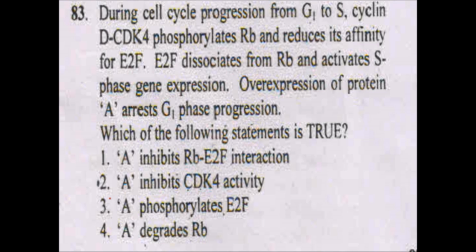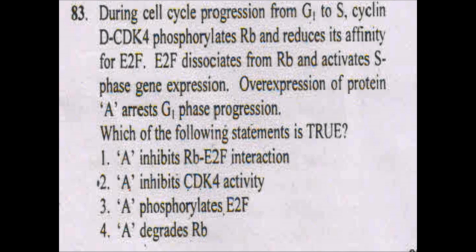During cell cycle progression from G1 to S, cyclin D-CDK4 phosphorylates RB, which is the retinoblastoma protein, and reduces its affinity for the E2F, which is elongation factor. E2F dissociates from RB and activates S phase gene expression.